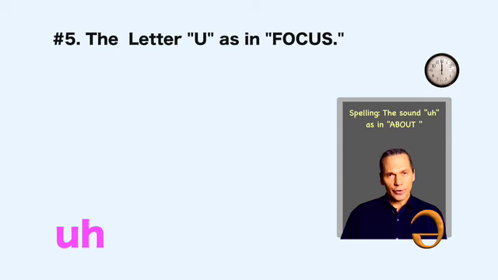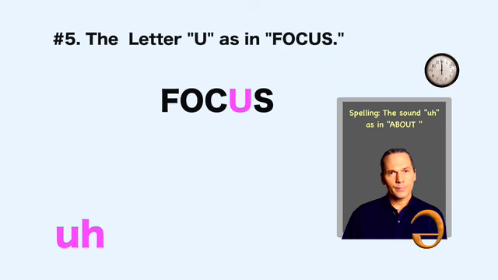Number 5, U as in focus. The sound for the letter U in the stressed position is uh. The unstressed sound is the schwa, and they sound very similar to many learners. The sound is shorter, more relaxed, and neutral. Make sure when you see a letter U in an unstressed position not to pronounce it as uh but rather as the schwa. Focus, upon, suppose.